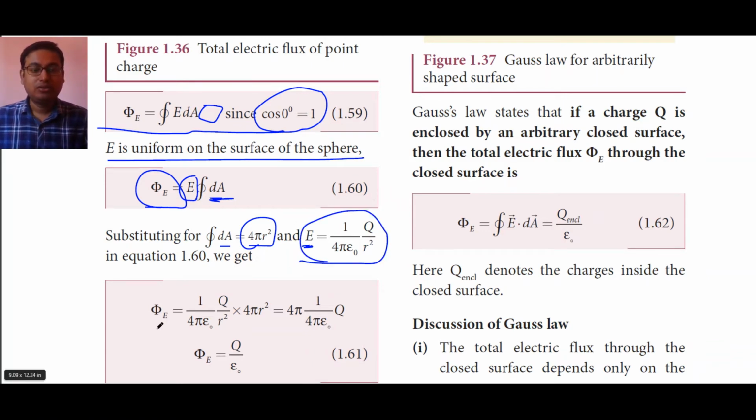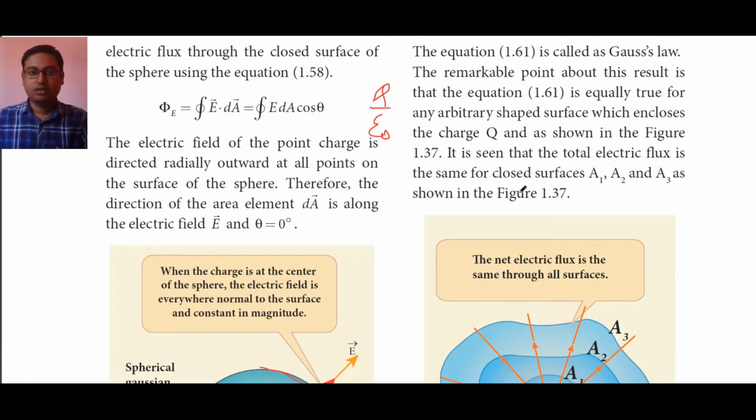We will have the total value of psi E mathematically equal to 1 by 4 pi epsilon naught into q by r square. This is the value of E into dA, that is 4 pi r square. It will give you 4 pi into 1 by 4 pi epsilon naught into q. Okay, so here 4 pi and 4 pi will cancel out and you will get only q by epsilon naught. So total electric flux is equal to q by epsilon naught. Okay, so equation 1.61 is called Gauss law, that is q by epsilon naught. This is called the Gauss law.